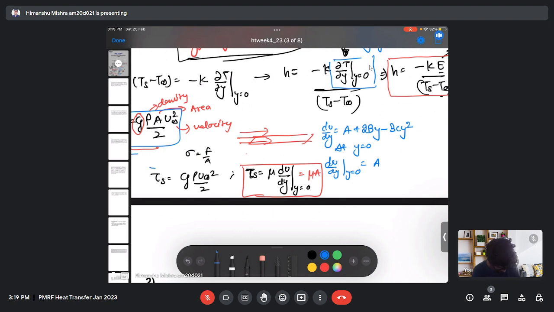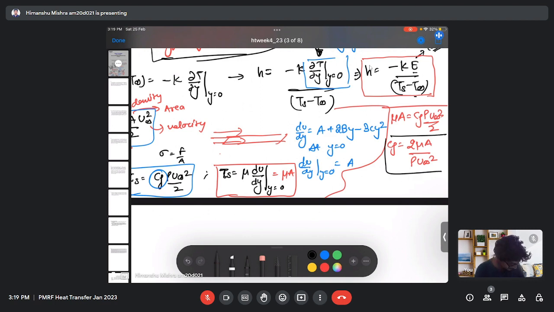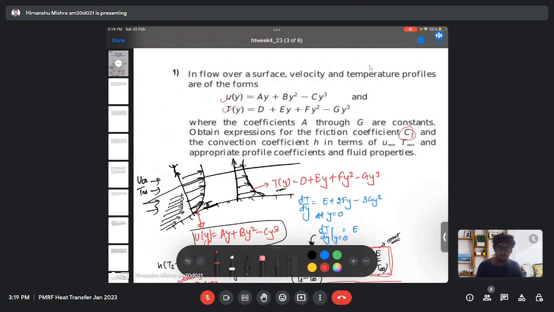So now I can use this relation to define the drag coefficient. So mu A equals Cf, which will be 2 mu A by rho u infinity. So this is my expression for the drag coefficient, and this is my expression for the heat transfer coefficient that we obtain from the given velocity profile.